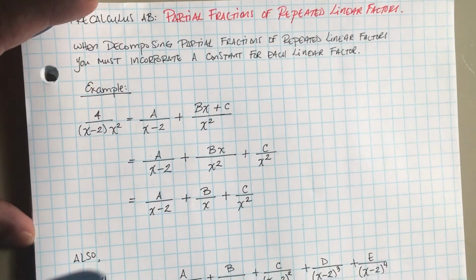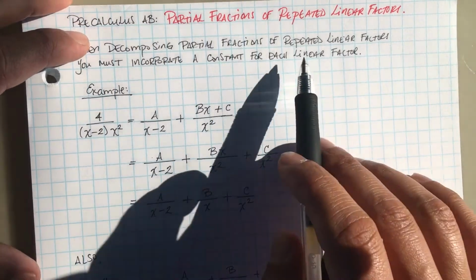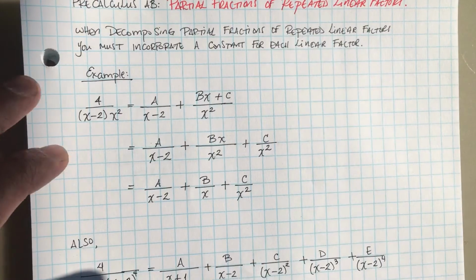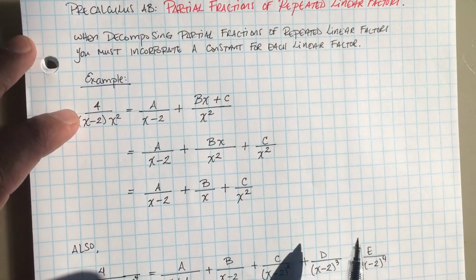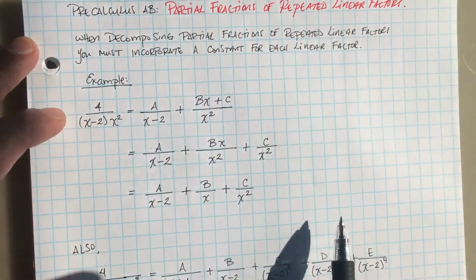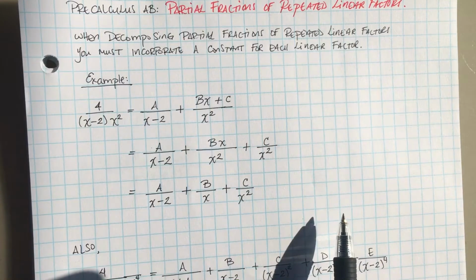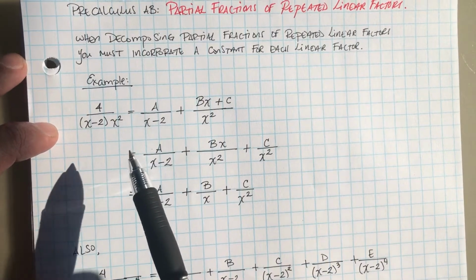Hey guys, in this video I want to continue talking about partial fraction decomposition, but this time we're going to talk about what we call repeated linear factors. And whenever we're doing the decomposition for partial fractions with repeated linear factors, you've got to incorporate the constant for each linear factor.